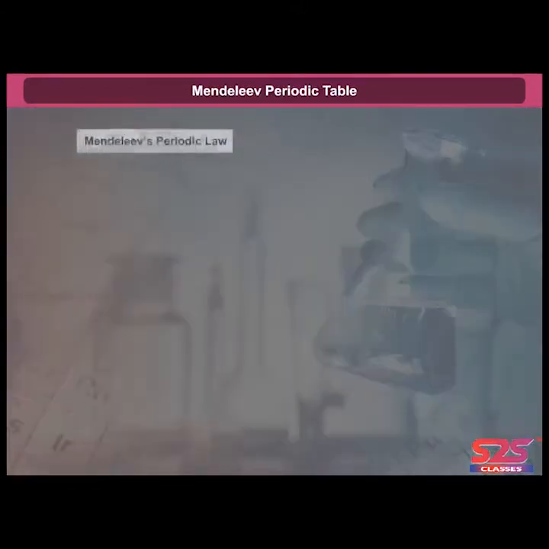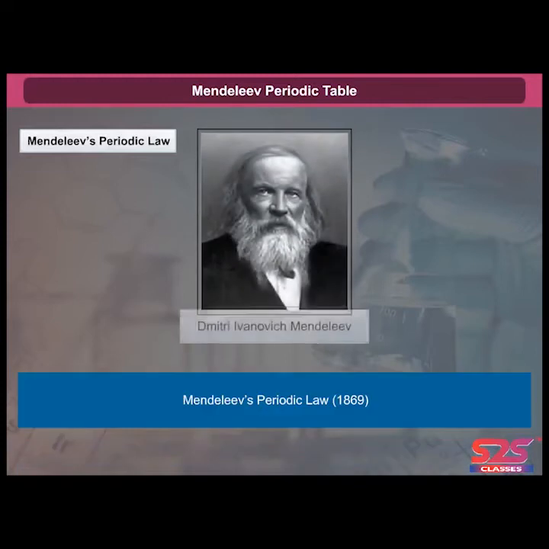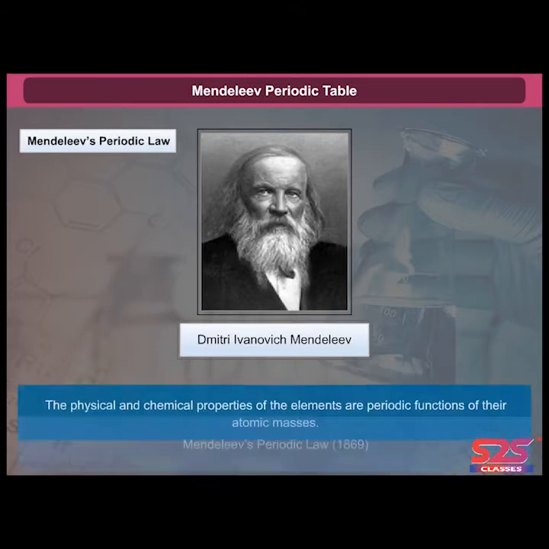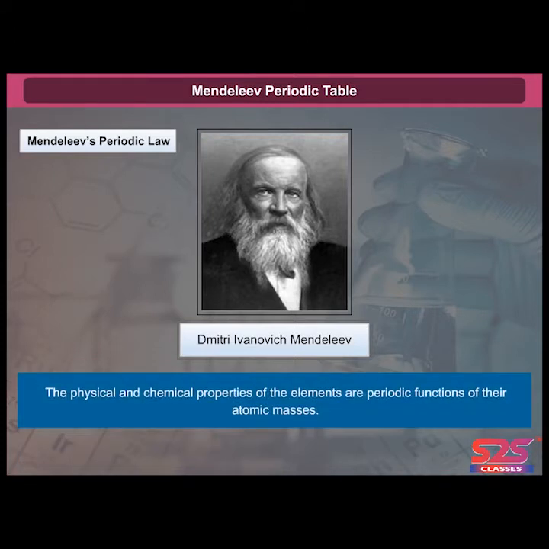Mendeleev periodic table. In 1869, Mendeleev classified the known 56 elements on the basis of their physical and chemical properties in the increasing order of the atomic masses in the form of a table. The physical and chemical properties of the elements are periodic functions of their atomic masses.